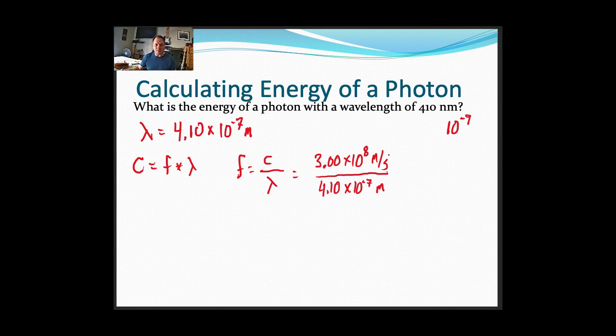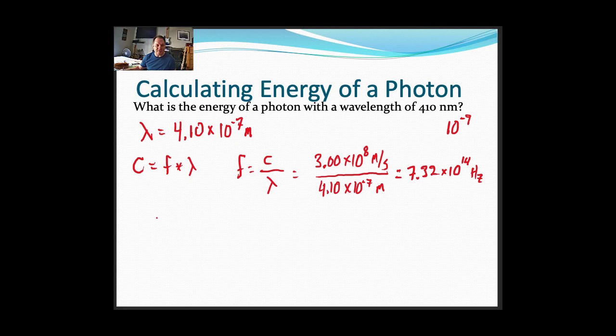Speed of light is always 3.00 times 10 to the 8th meters per second. We divide that by our wavelength, and we're going to get a frequency of 7.32 times 10 to the 14th hertz. Again, that's the number of cycles per second.